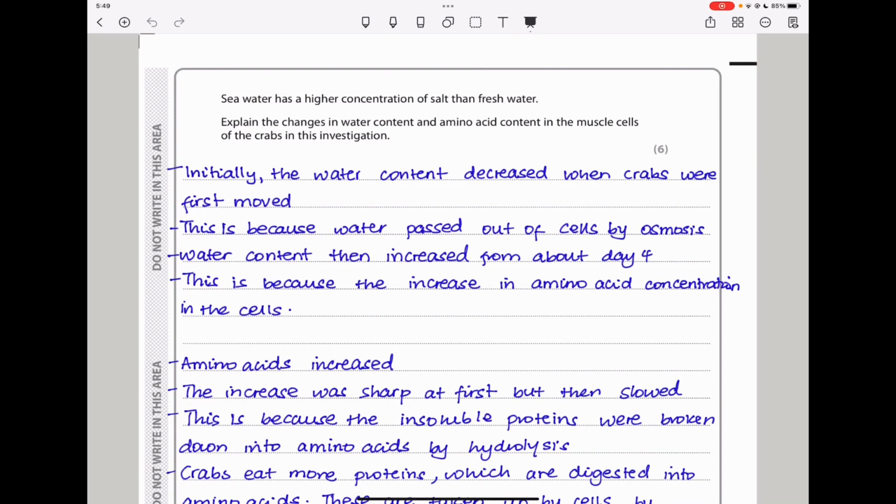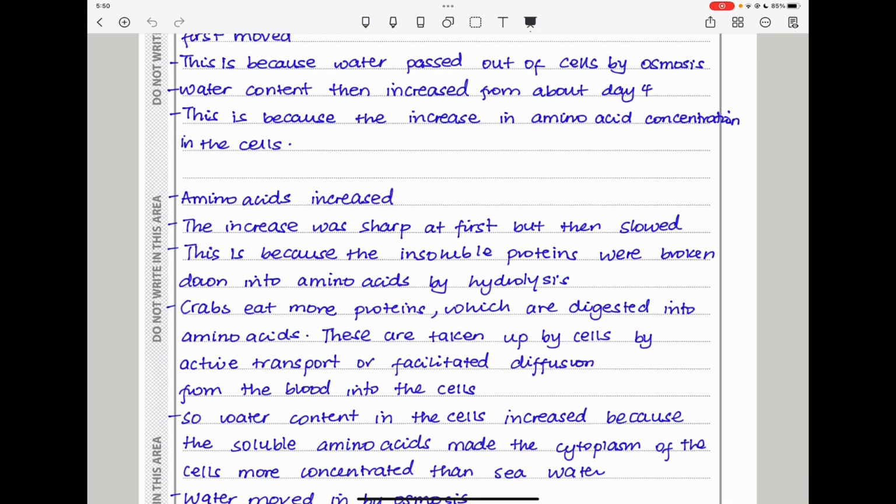So let's see what I wrote. I said, initially the water content decreases when crabs were first moved. Remember, they are moved in a solution where there is a high amount of ions or salt. This is because the water passed out of the cells by osmosis. Then water content increased from about day 4, and this is because of the increase in the amino acid concentration in the cell. So as more amino acids increased in the cell, they became more concentrated, so water had to come in by osmosis. Amino acids increased sharply at first, but then slowed down.